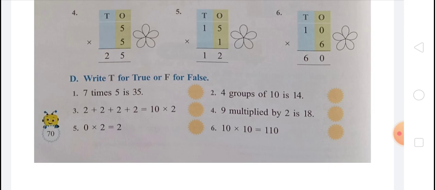Sixth, 10 multiplied by 10 equals 110. We know that 10 tens are 100, and there 110 is written. That is false. So sixth is false. There will be 100, not 110.